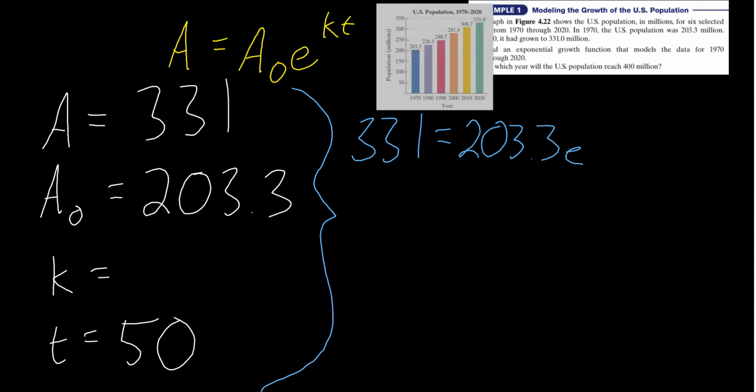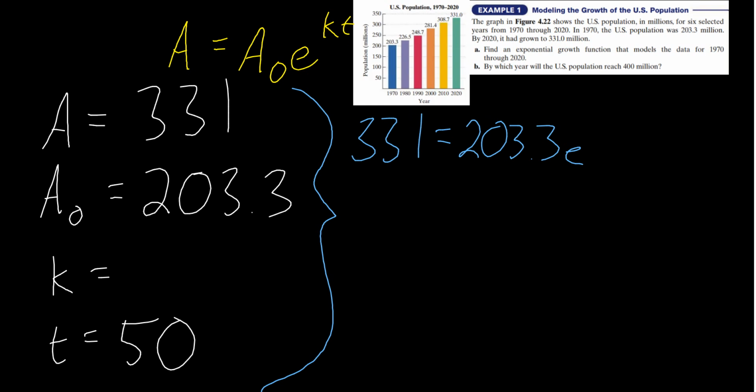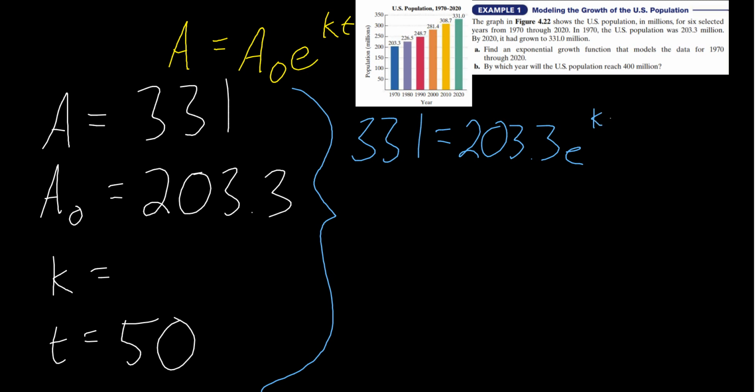Let's move this right up here. That's fine. Perfect. Where are we at? Times E to the KT power. Now we don't know what K is, but we do know T is 50. All right. So all we have to do here is figure out this particular problem.